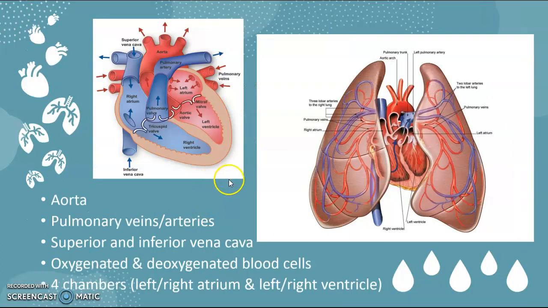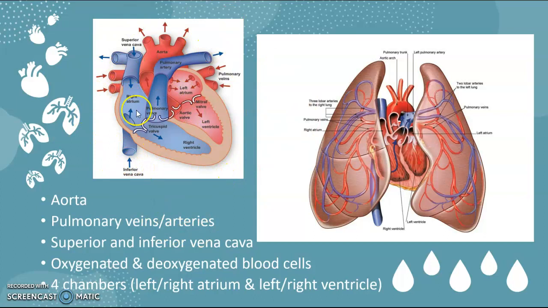Now in the heart, the oxygenated blood goes through the pulmonary veins into the left atrium, then through the mitral valve into the left ventricle, then through the aortic valve into the aorta, and then they will be transporting all the blood cells that are oxygenated all throughout the body.